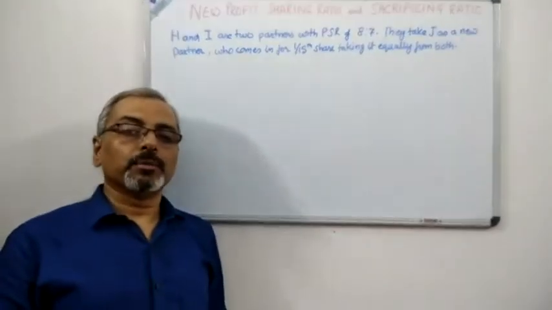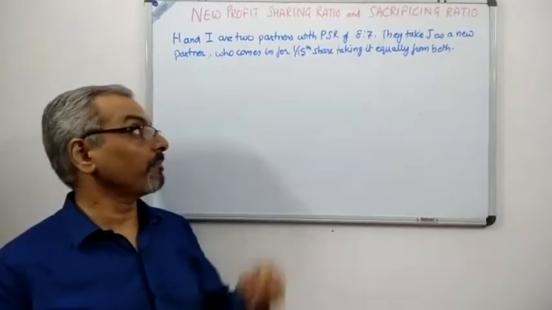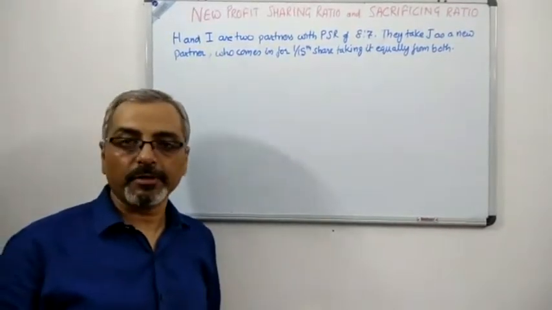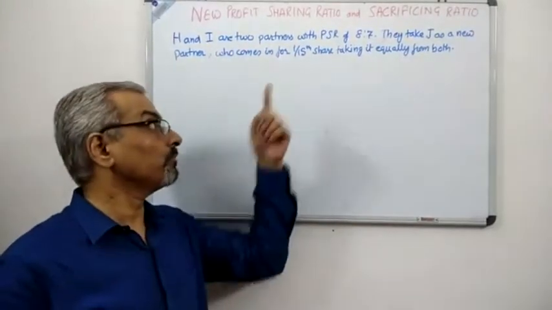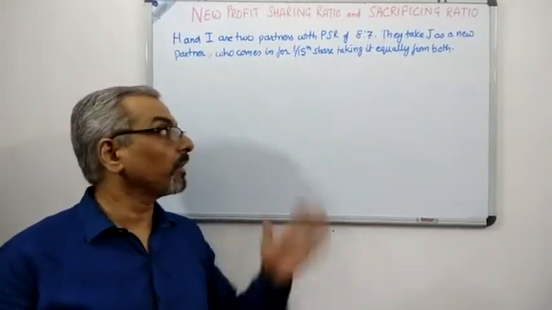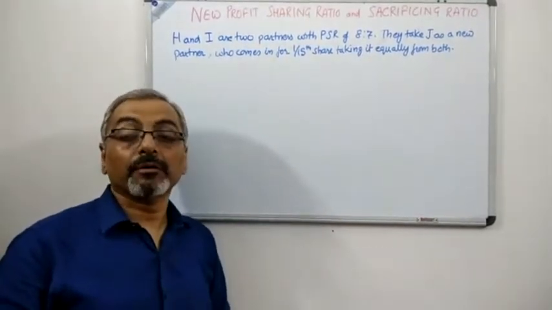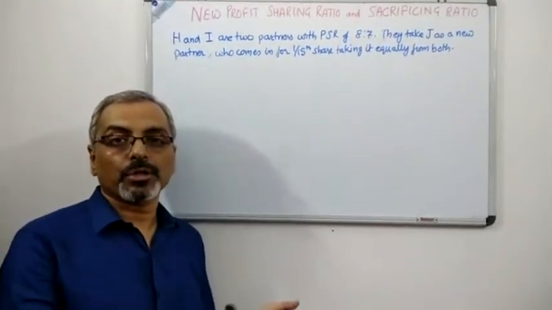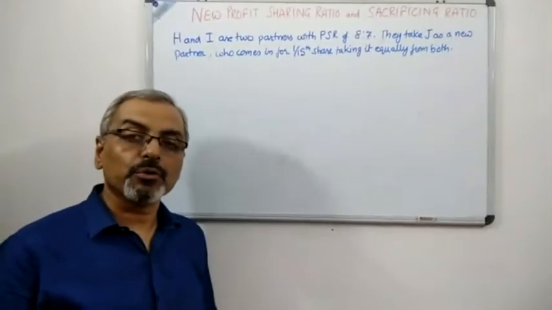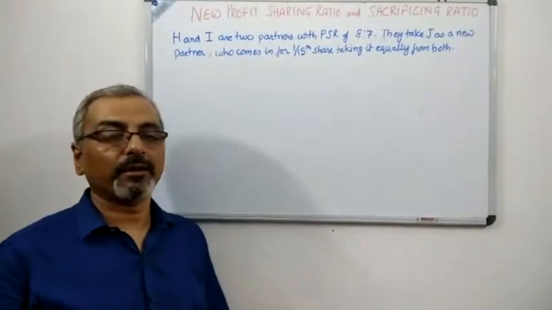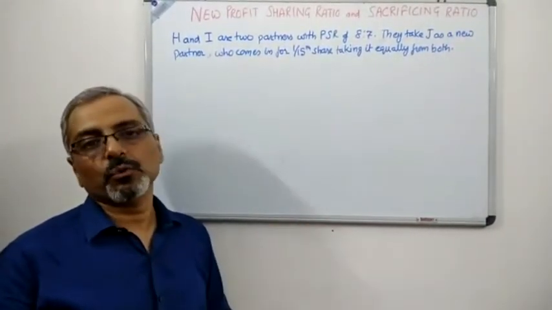Now, in this question, we see that there are two partners H and I, and they have a profit sharing ratio of 8:7. They have taken J as a new partner who has come in for 1/15th share, which he has acquired equally from both. Now, whenever this type of statement is given, acquiring a share in a particular portion or in a particular ratio, the sacrificing ratio will be equal to that share or that ratio. Here you can see it is equally from both. So we know the sacrificing ratio will be 1:1.